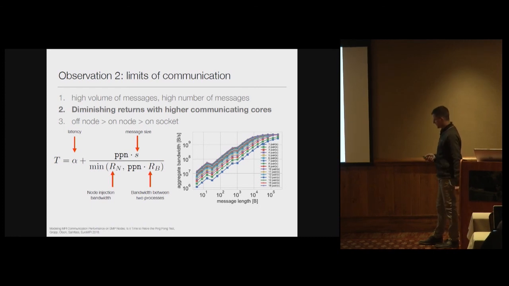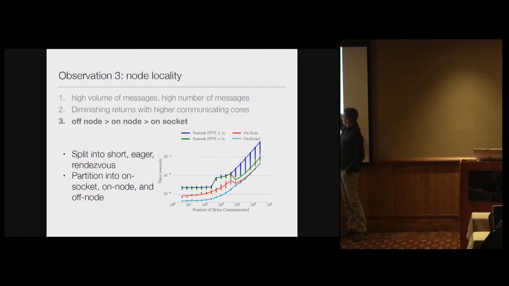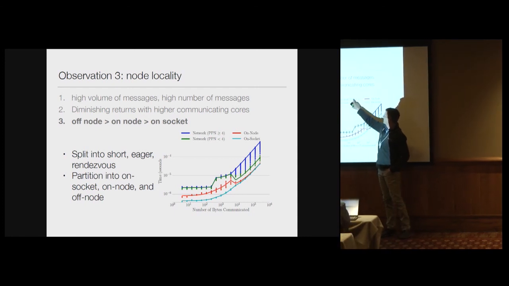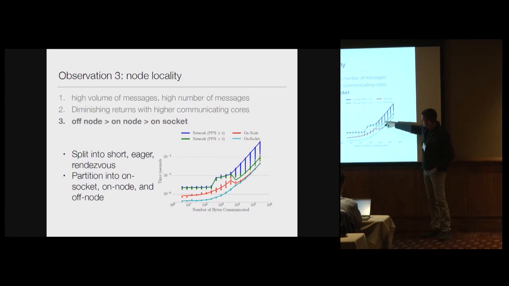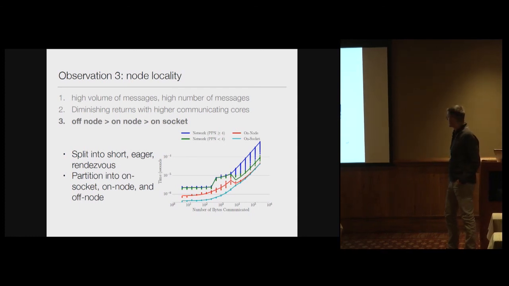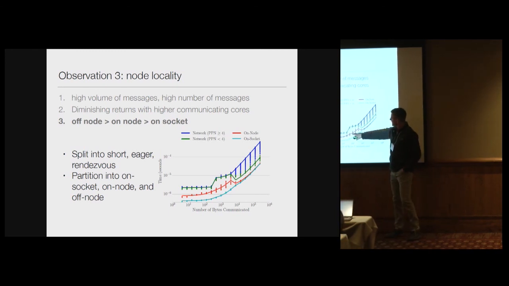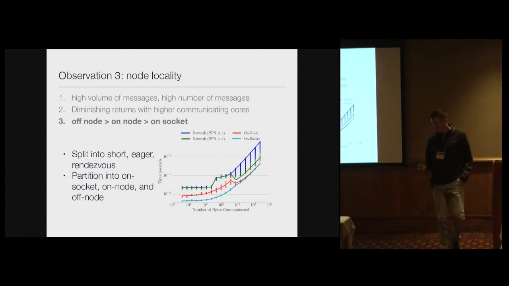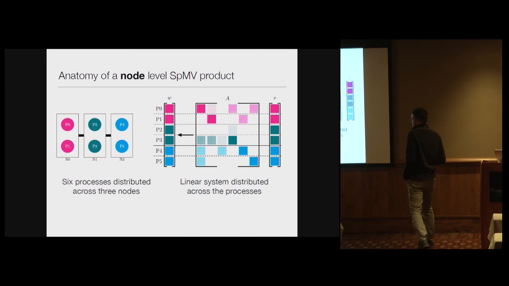The third observation is that whether we're communicating on socket, on node, or across the network, with either a large number of communicating cores or a fewer number of communicating cores, we get different transfer rates. There's much smaller time if we're communicating on socket, a little bit more time if we're communicating on node, and then of course the longest time is when we're going onto the network. So it's those three observations that led to a different view of our sparse matrix vector multiply.